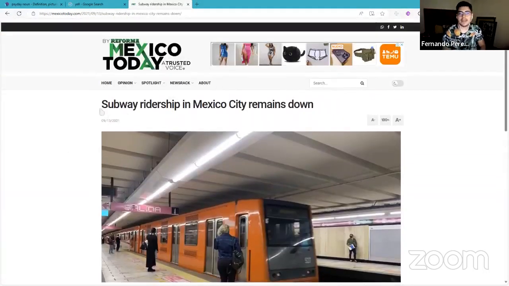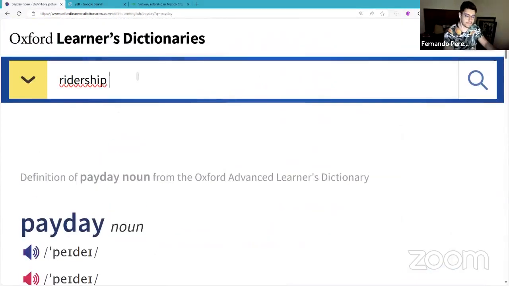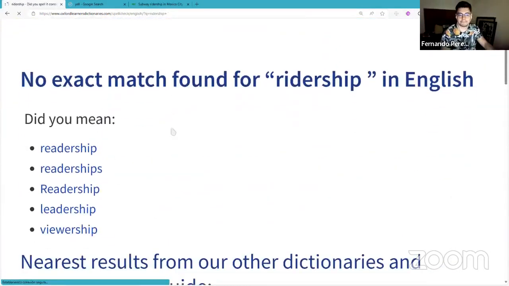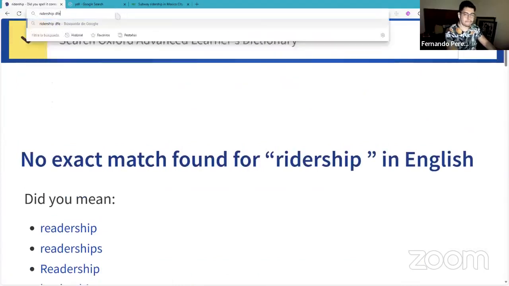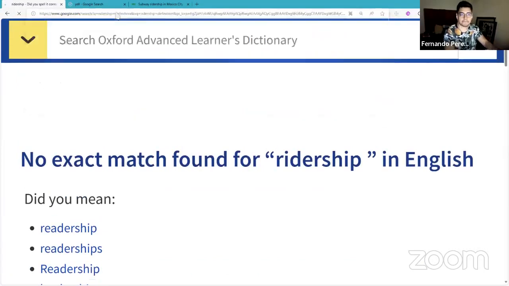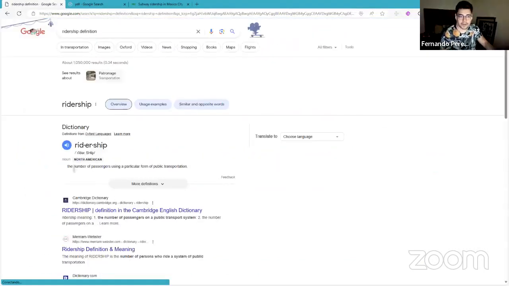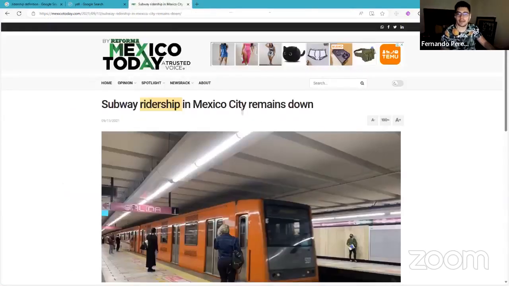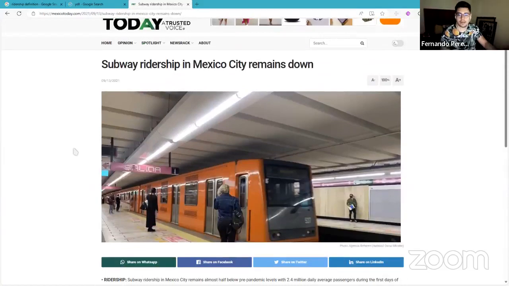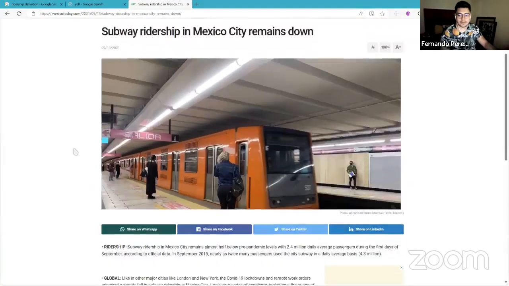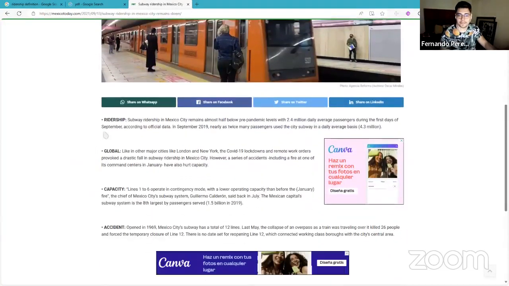This article says, subway ridership in Mexico City remains down. What is ridership? Let me check. Ridership: the number of passengers using a particular form of public transportation. Ah, okay. Oh, really? I don't remember that. But okay.